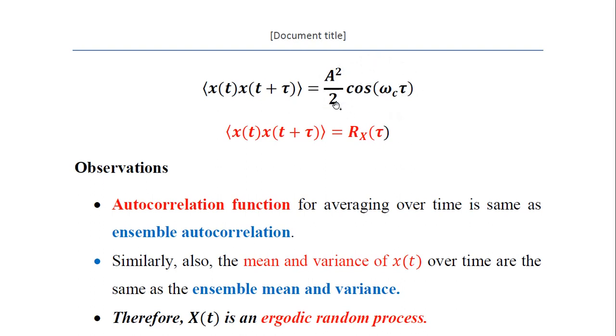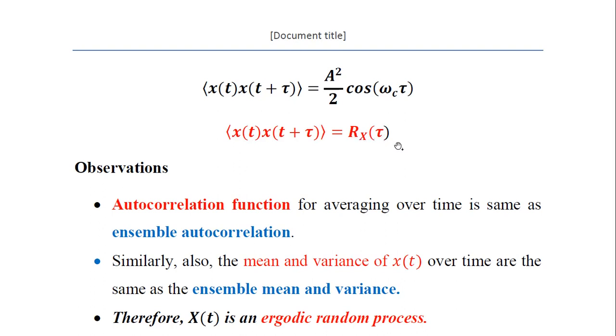This can be denoted by a single mathematical notation, that is Rx of tau. So this is the autocorrelation function of random process x with the time difference equal to tau. This is also denoted on the left hand side as x of t original and x of t plus tau, the time shifted version. When you correlate, this is equal to Rx of tau.